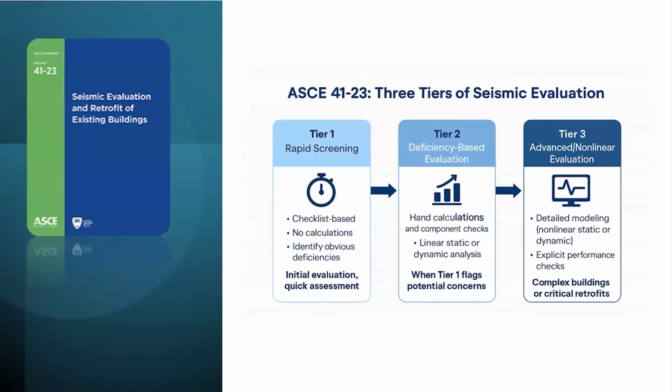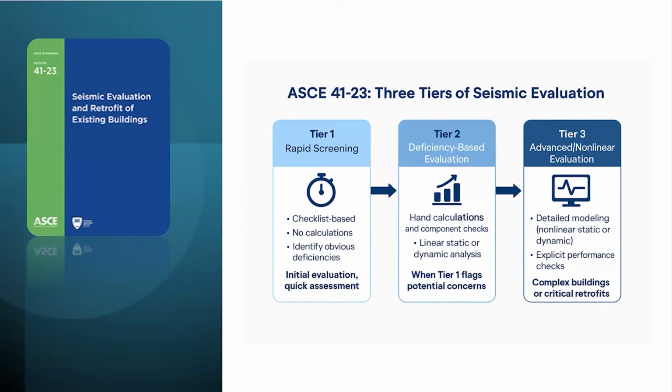ASCE 41 is the guideline. There are many guidelines, of course, but this is one of the current guidelines that is used for evaluation and retrofit of existing buildings, typically based on a tiered approach. So 3 tiers. Tier 1 is just rapid screening. It's like a checklist, and this can be done quickly. At the first level, no calculations are needed; a basic vulnerability checklist is done. There's a whole lot of things that you can check, and it's a visual observation, plus looking at the drawings, we can complete that.